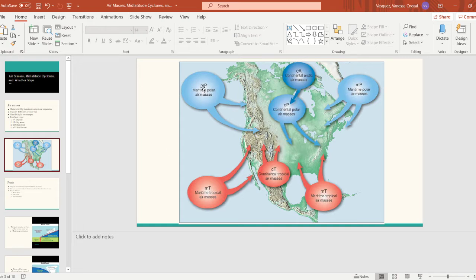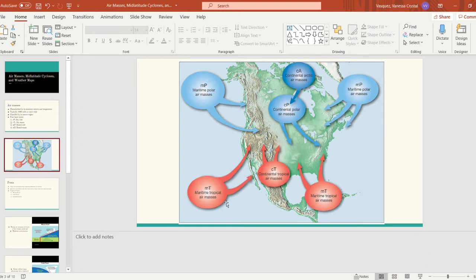We have maritime polar air masses and continental polar air masses, meaning that these air masses tend to be cold air masses, and they originate from the high latitudes. Depending on whether it's maritime or continental, maritime means that the air mass is formed over the ocean, and continental means that it's formed over land. That's why these air masses are characterized like that.